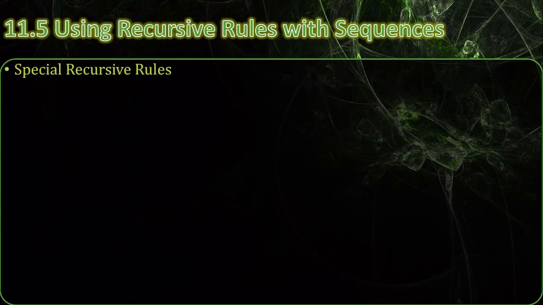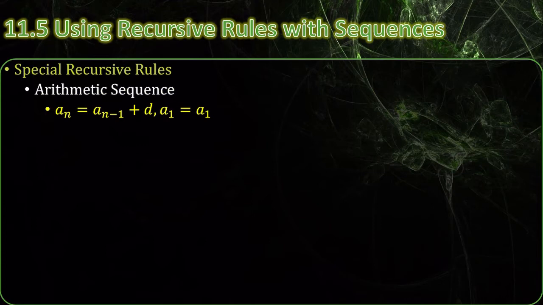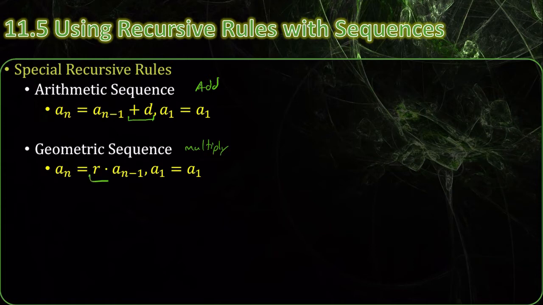There are a couple of special recursive rules. We did arithmetic sequences and geometric sequences. Remember, an arithmetic sequence is adding. So it is your previous term plus d. Geometric sequences are multiplying. So it's your previous term times r.